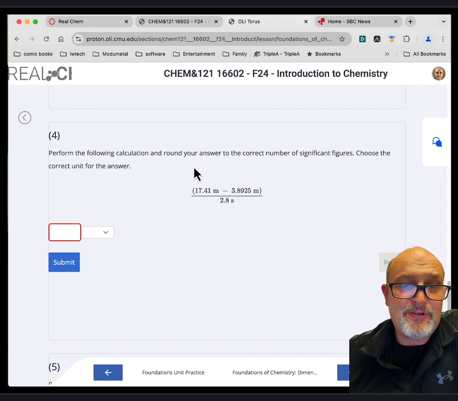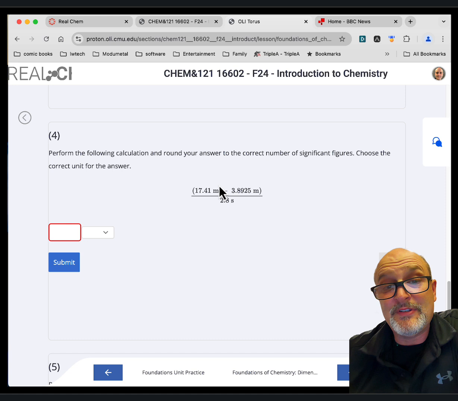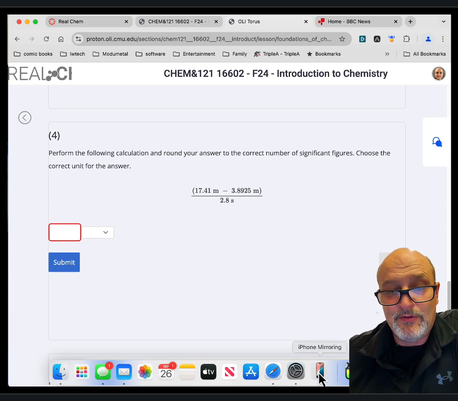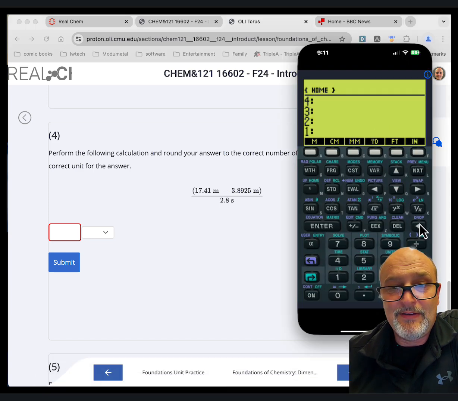Perform the following calculation and round your answer to the correct number of significant figures. In this case, we would get meters per second, but we would do the subtraction operation first, and then divide by the 2.8. Maybe we can just do it real fast. If you want to see, I won't do the meters and stuff. 17.41, enter, 3.8925, whoops, I need to put a point in here, and then we'll go enter.